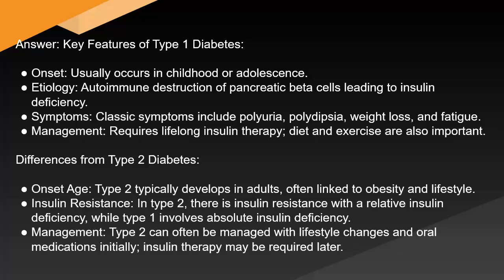Differences from type 2 diabetes. Onset age. Type 2 typically develops in adults, often linked to obesity and lifestyle. Insulin resistance. In type 2, there is insulin resistance with a relative insulin deficiency, while type 1 involves absolute insulin deficiency. Management. Type 2 can often be managed with lifestyle changes and oral medications. Initially, insulin therapy may be required later.